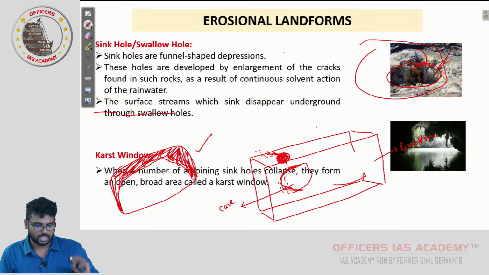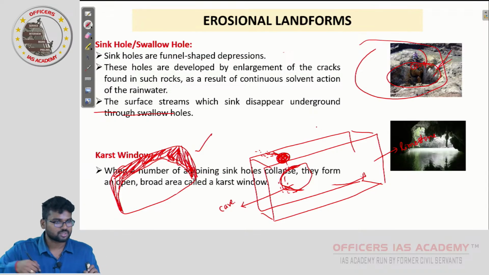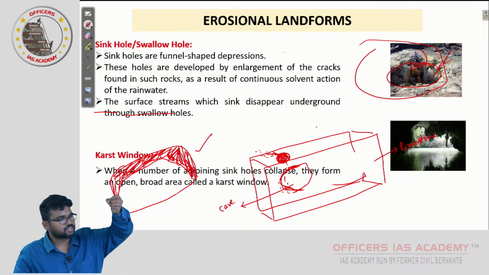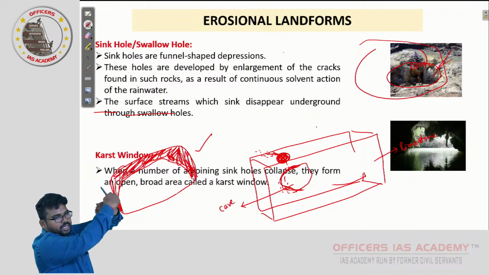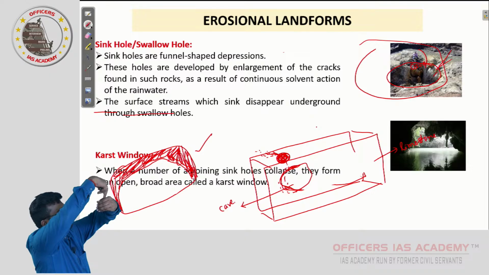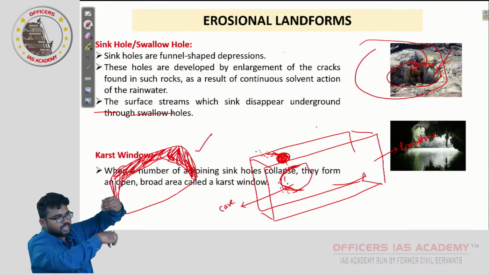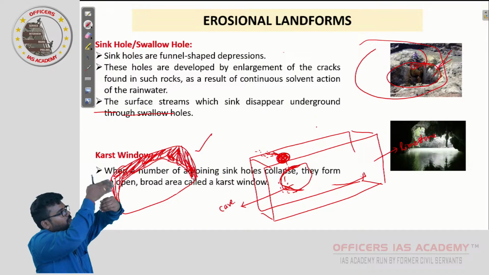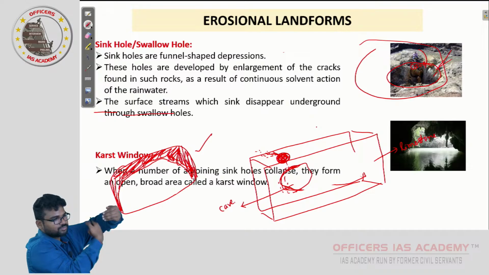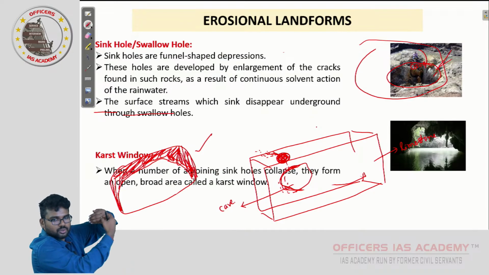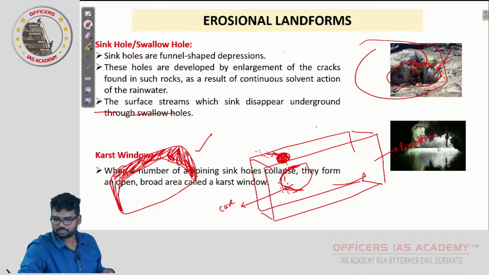Now when the sink hole collapses, let's say this gets collapsed. See here, on the surface, let's say my hand is the surface and here the hole has been created, and whatever the surface water is there is disappearing through it and entering into the underground. Now this particular portion gets collapsed. Now this opens up a kind of window. If you are from the outside, you can look at it as a window like this. Such a kind of window is what we call a karst window.